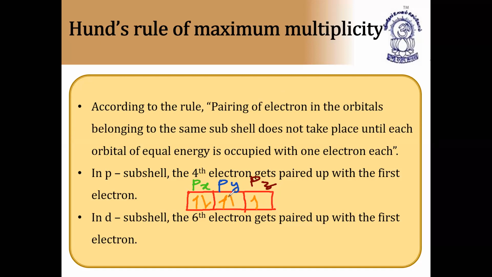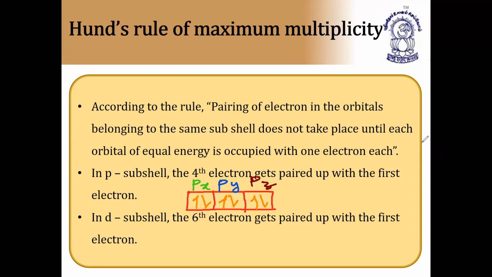Fifth electron, sixth electron. The d subshell will also go like this. The first five electrons will be filled up. Afterwards, the sixth electron will be paired with the first electron, the seventh with the second, the eighth with the third, the ninth with the fourth, and the tenth with the fifth. So in this way, this is called Hund's rule of maximum multiplicity.